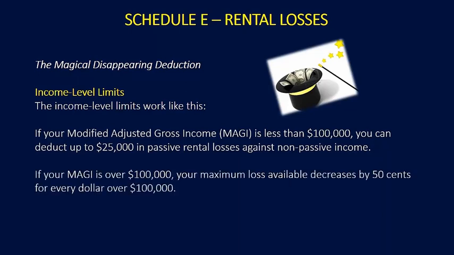If your modified adjusted gross income is over $100,000, your maximum loss available decreases by 50 cents for every dollar over $100,000. The maximum loss is completely phased out at an income level, a modified adjusted gross income level of $150,000.